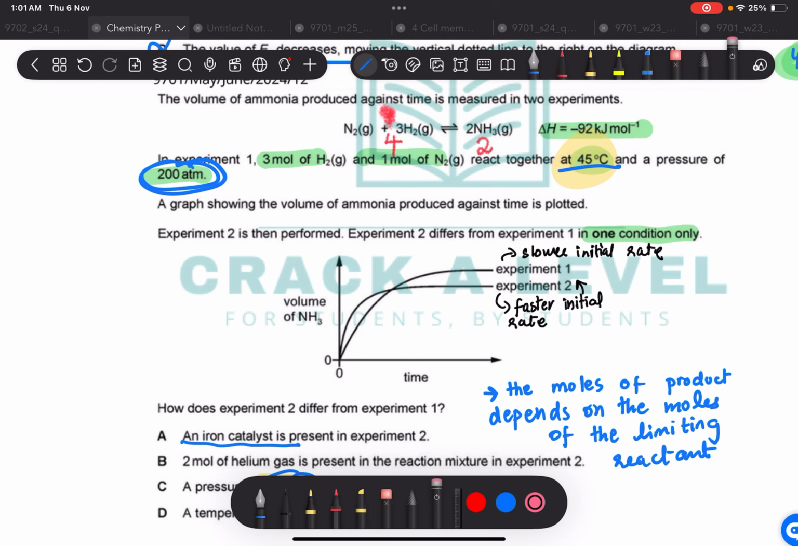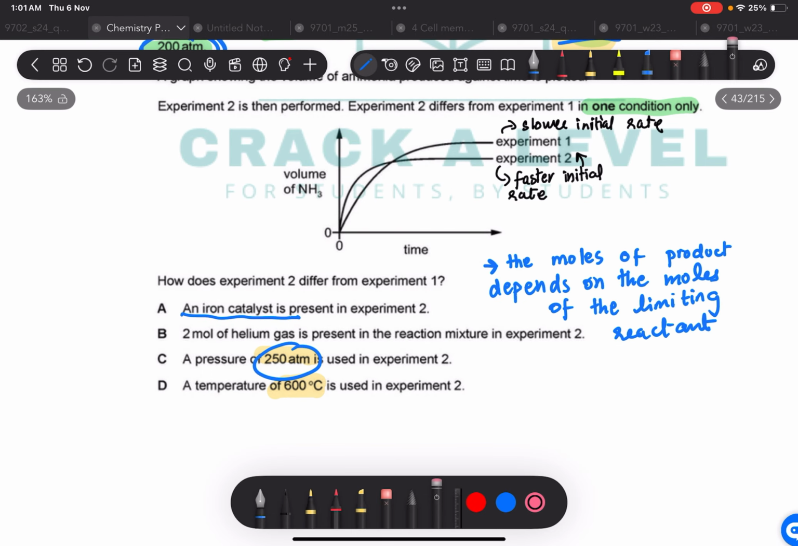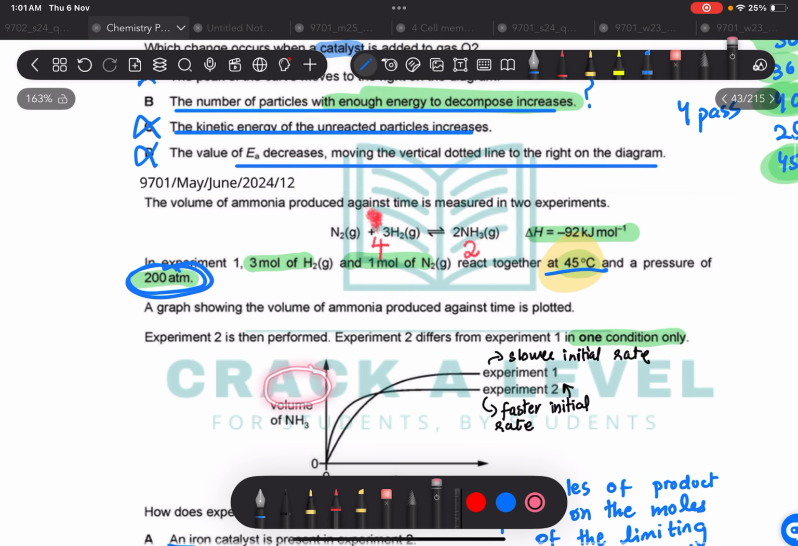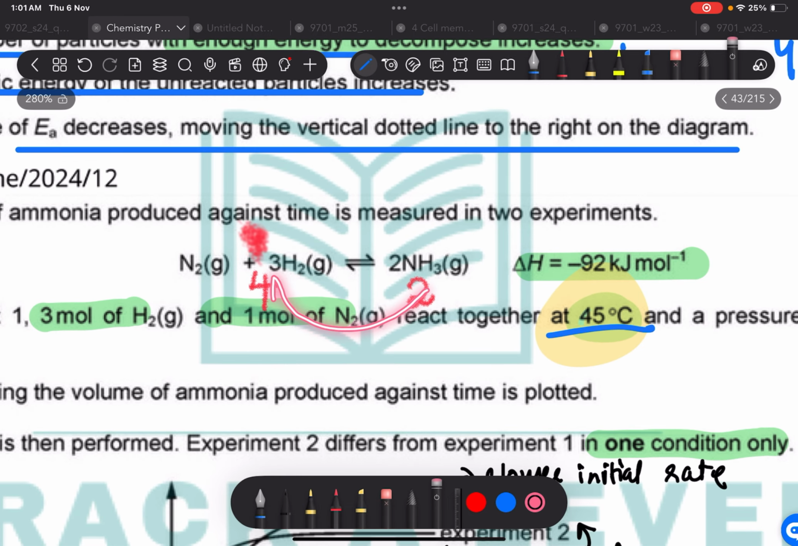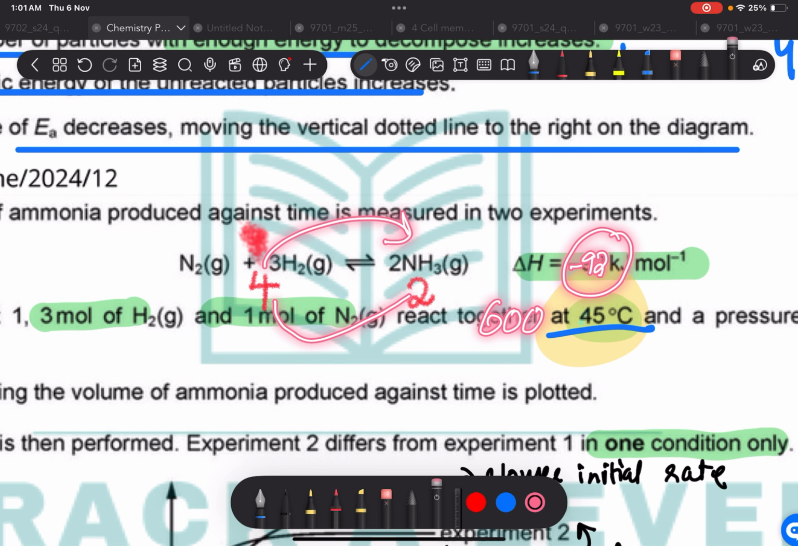But if you increase the temperature, equilibrium is going to move backward and the product is going to decrease. Why? Because this is an exothermic reaction. So if you increase the temperature to 600, equilibrium, in trying to decrease it, will not do the forward reaction, it would increase the backward reaction.